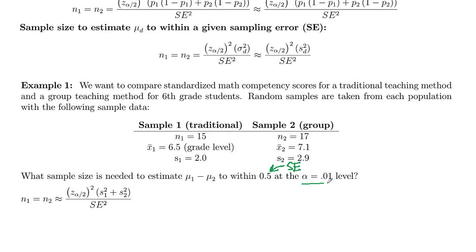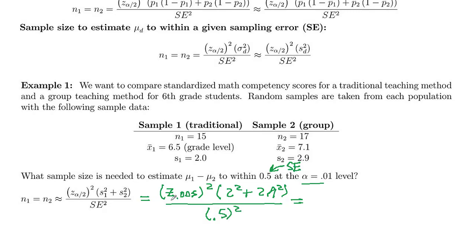And then we're using alpha is 0.01. So here's the formula from up above. We want Z alpha over 2, so alpha is 0.01. We want the Z value that goes with 0.01 divided by 2, 0.005, and that's going to get squared. And then S1 squared, so S1 is 2, so 2 squared, plus S2, 2.9 squared. And then divide that whole thing by our sampling error squared, so 0.5 squared.